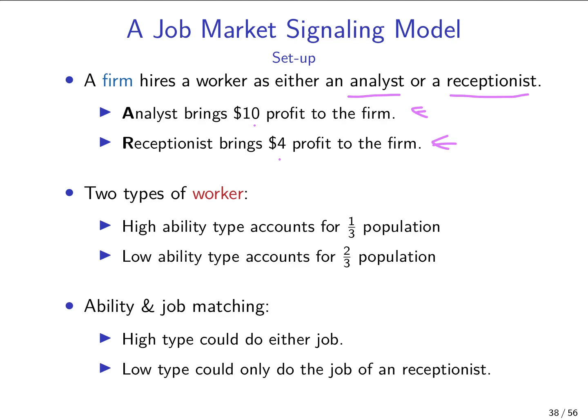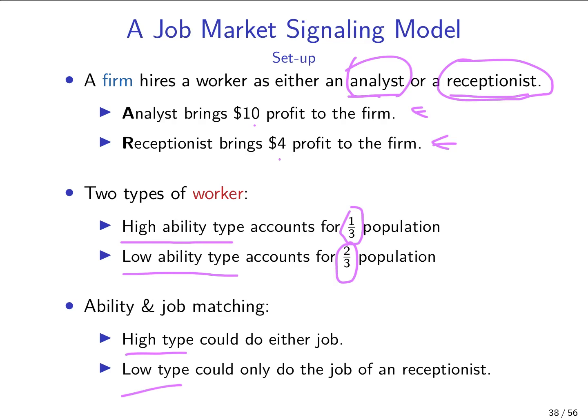But there are two types of worker. There's a high type, high ability type, and that accounts for 1/3 of the population. And there is a low ability type that accounts for 2/3 of the population. The thing is, the high types could do either job, either as analyst or as receptionist. But the low type could only do the job of a receptionist.